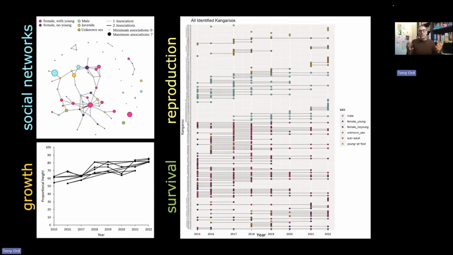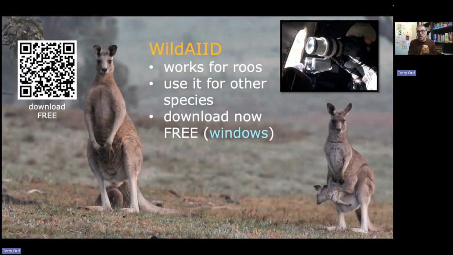You'll be able to then get information on social networks based on who's associating with who, potentially growth rates, but you'll be able to track the fate of individuals from one time point to the other, who's surviving, who's reproducing. Very easy through a non-invasive means, as long as you are able to individually identify the animals. WildAIID will do that for you. It's designed on kangaroos, so it will work on kangaroos. We actually suspect that it will work on anything that has forward-facing eyes and where the face has uniquely identifying characteristics. So if that seems like it fits your system, give it a go.